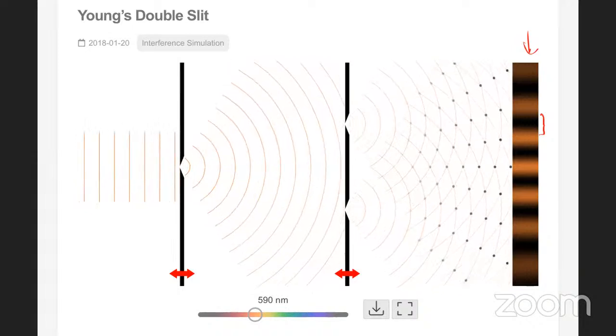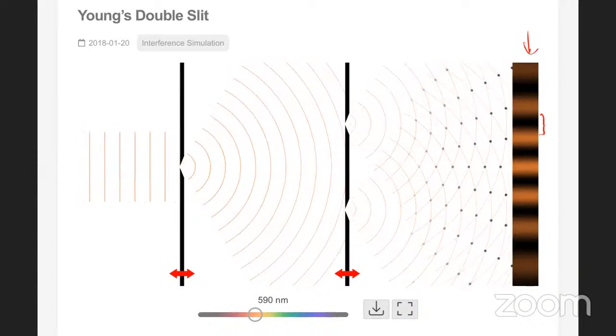Right? So that is your interference, that is your diffraction and your interference.